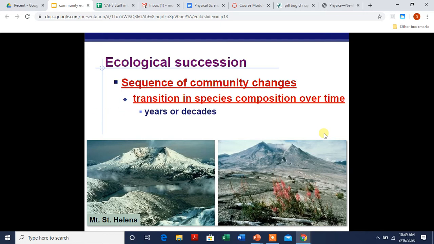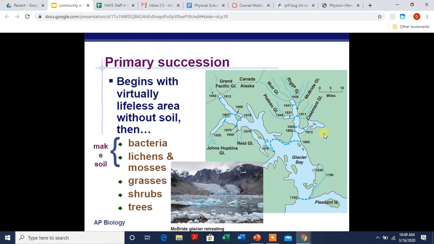It might occur over years, over decades, over centuries, and usually begins or really happens quickly after disturbances, like in this picture after the Mount St. Helens eruption. One could see over time succession, these changes happening really rapidly between this picture on the left and this picture on the right. Now, there are two different types of succession.